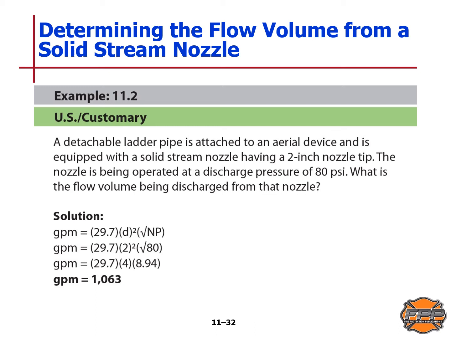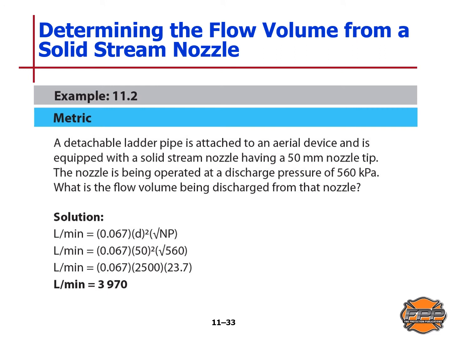Gallons per minute equals 29.7 times diameter squared times the square root of nozzle pressure. If you plug in your values, you have gallons per minute equals 29.7 constant times 2, because it's a 2-inch nozzle tip, squared, times the square root of 80, which is your pounds per square inch being discharged through the nozzle pressure. And it gives you on the next line, gallons per minute equals 29.7 times 4 times 8.94. And when you multiply it out, it gives you gallons per minute of 1,063.